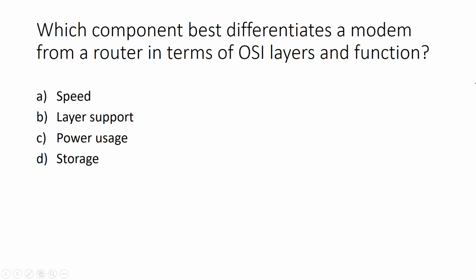Next, which component best differentiates a modem from a router in terms of OSI layer and function? So that is layer support. Okay, there are various OSI layers. There are 7 layers of the OSI. So the layer support for each. The modem works in the first or second layer, but a router works in the third layer. Okay, so like this way.